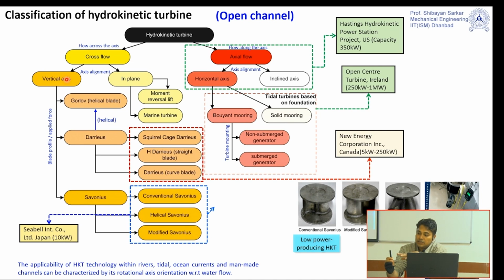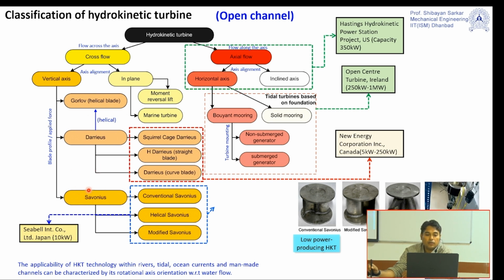So this type of turbine may be either drag based, as I just told you, or if the cross section of the blade is an aerofoil, then it will be a lift based type of turbine. Here some classification has again been shown. The helical type of blade is the Gorlov blade, then the Darrieus type of blade is also a lift based turbine. Savonius is the drag based turbine.